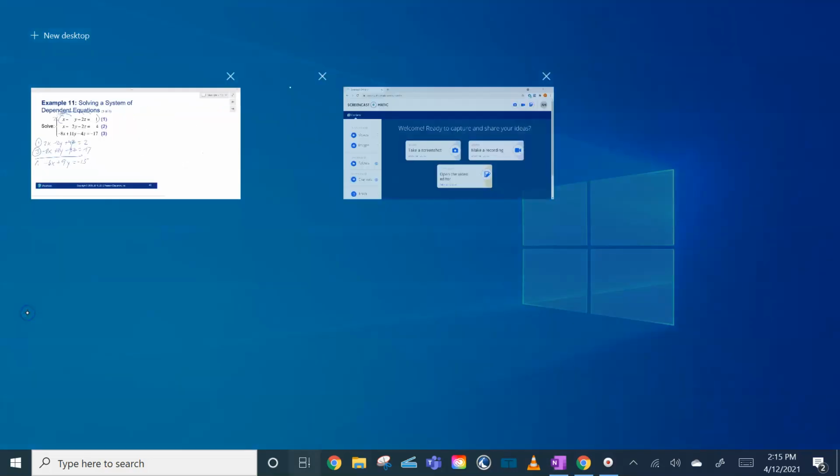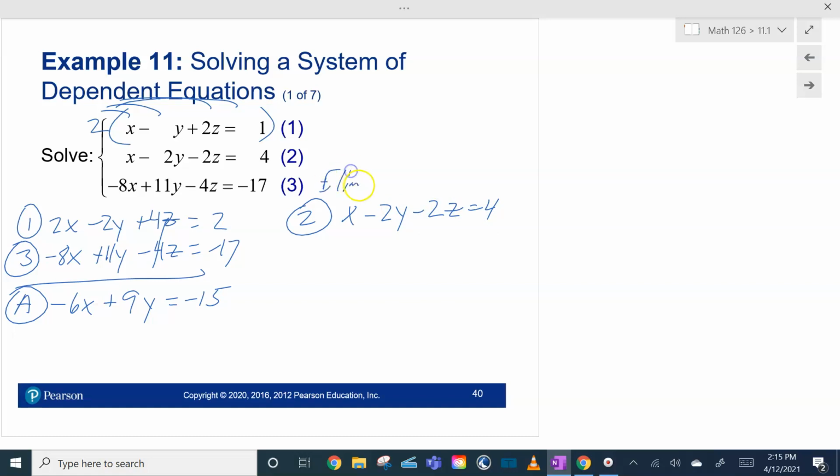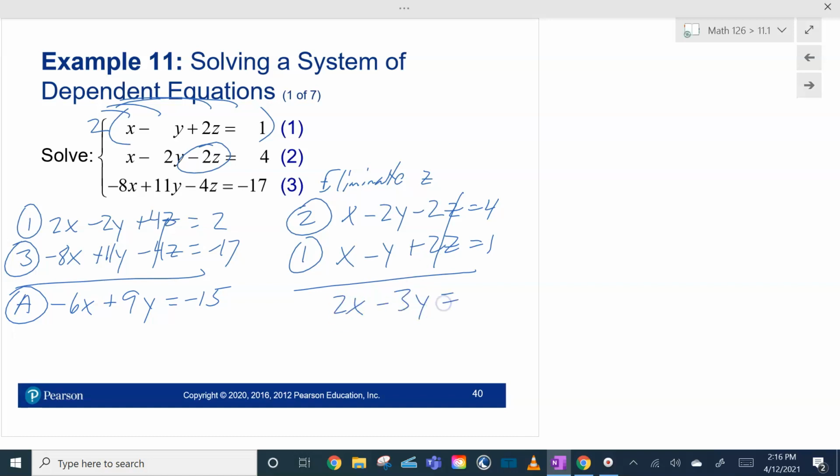Okay, so I'm going to call that equation A. So now I need to use equation 2. And I need to eliminate the same variable. I need to eliminate z. So I want to get rid of negative 2z. So I'm going to use equation 1 with it, since it'll naturally eliminate. X minus y plus 2z equals 1. See how that's gone? So I got 2x minus 3y equals 5.